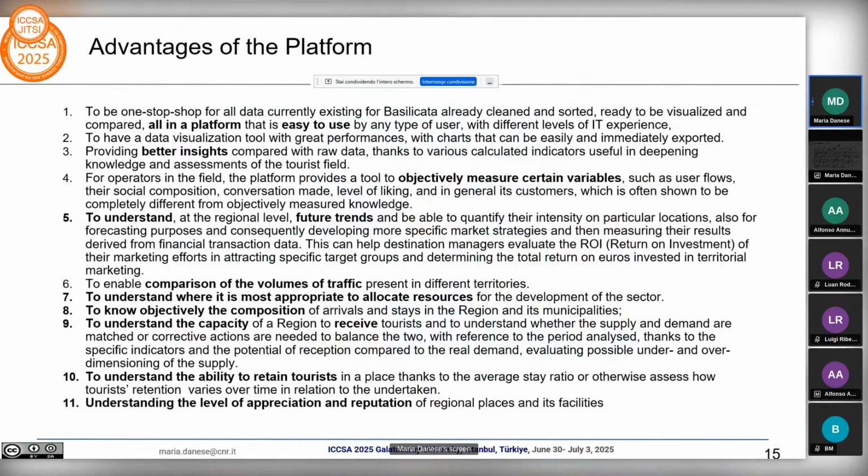Okay, here I listed many advantages of the platform, such as centralized access, smart visualization, insightful analysis, support for professionals, strategic planning, resource allocation, capacity analysis, retention and satisfaction.